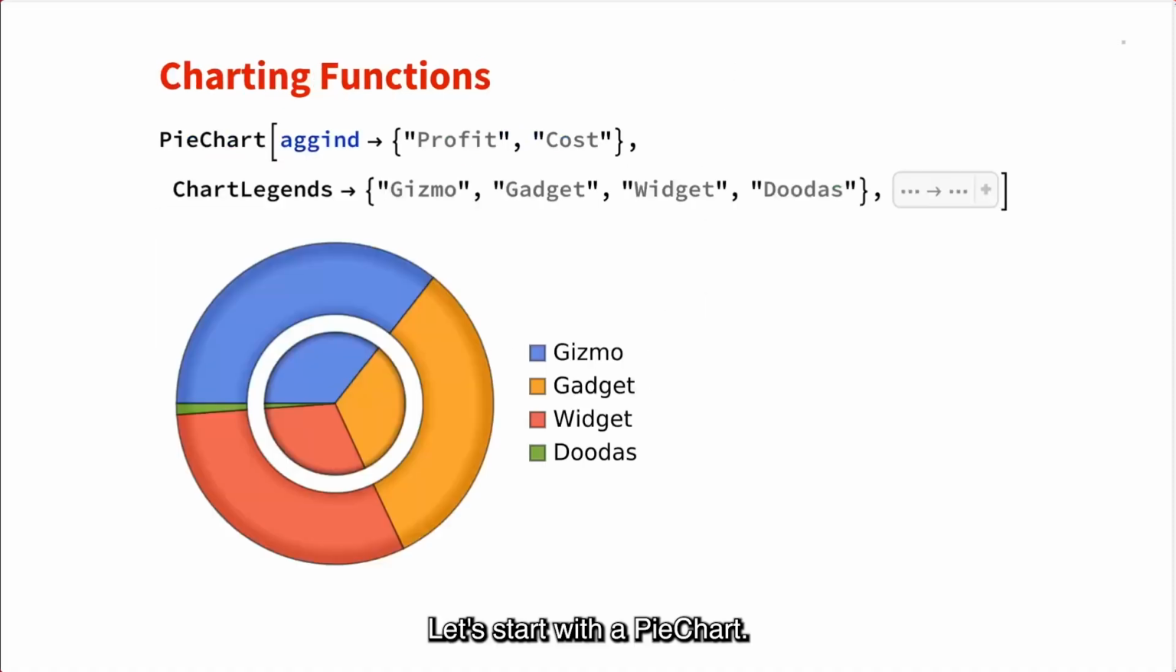Let's start with a pie chart. We get the inner circle, which is the profit column, and the outer ring, which is the cost column. The chart is colored by product, and the slices represent the values.